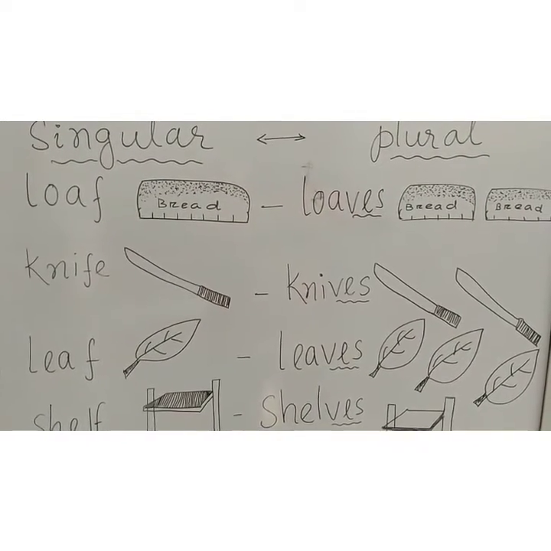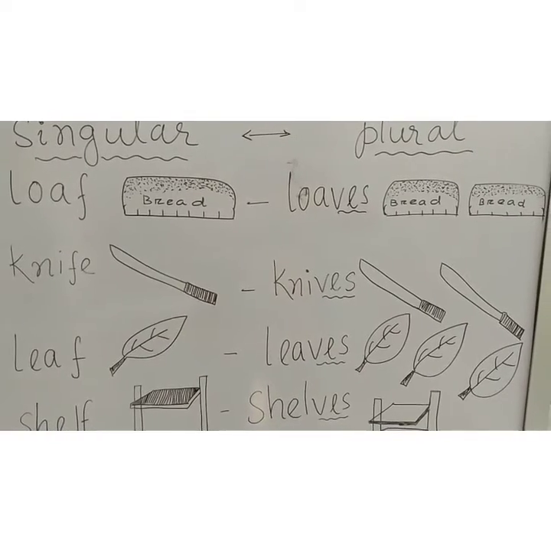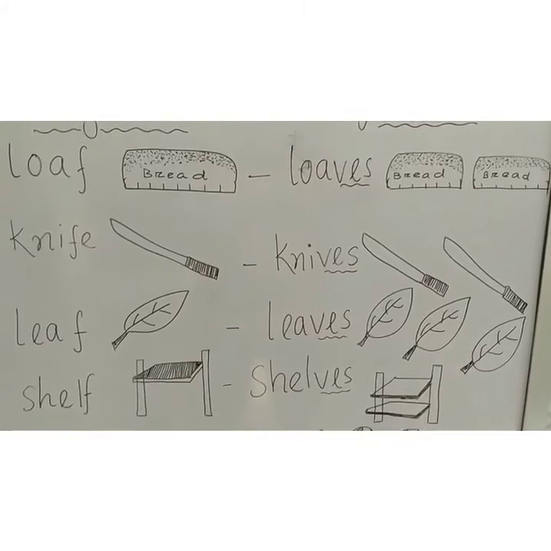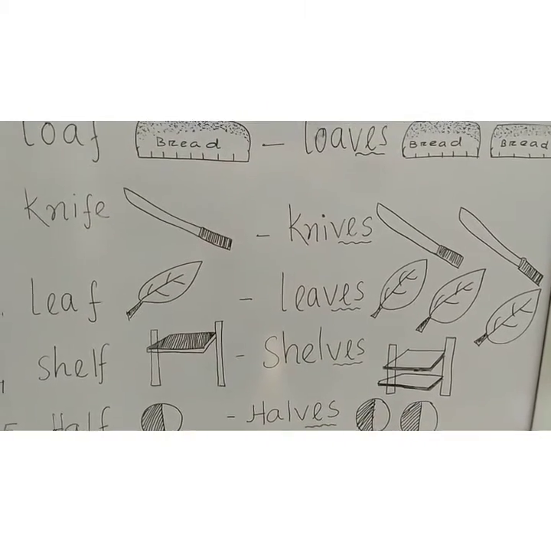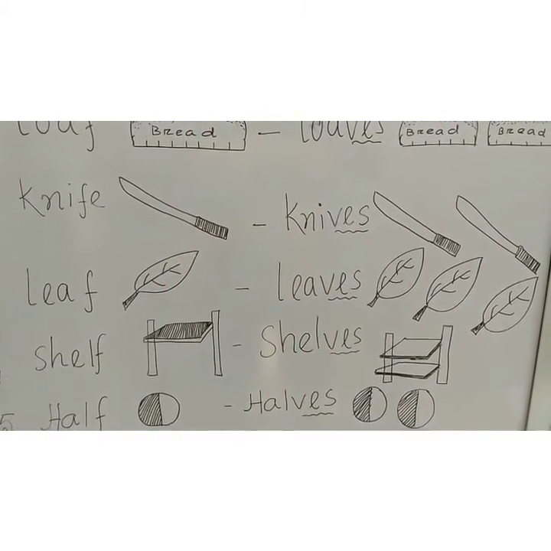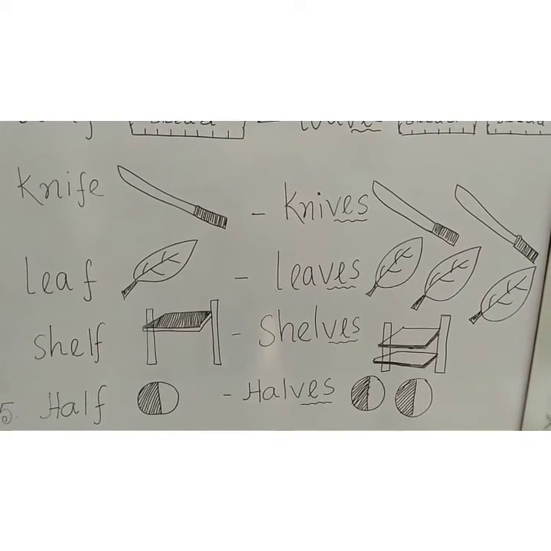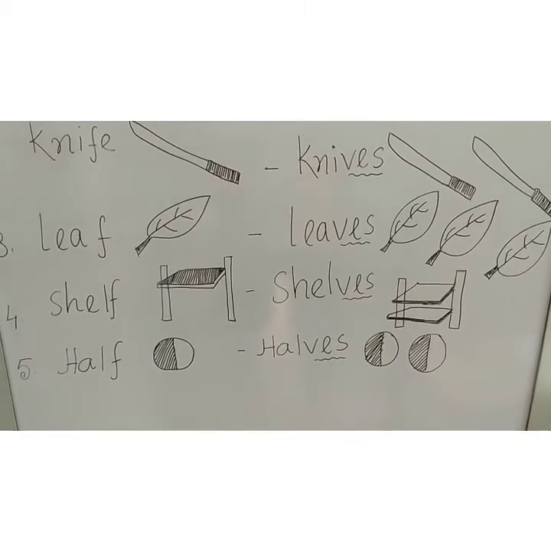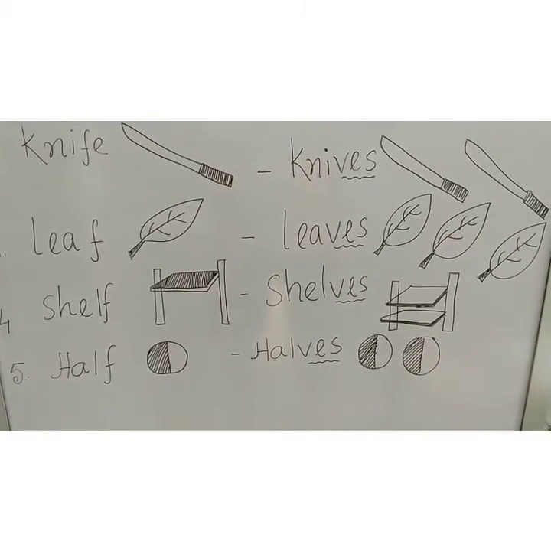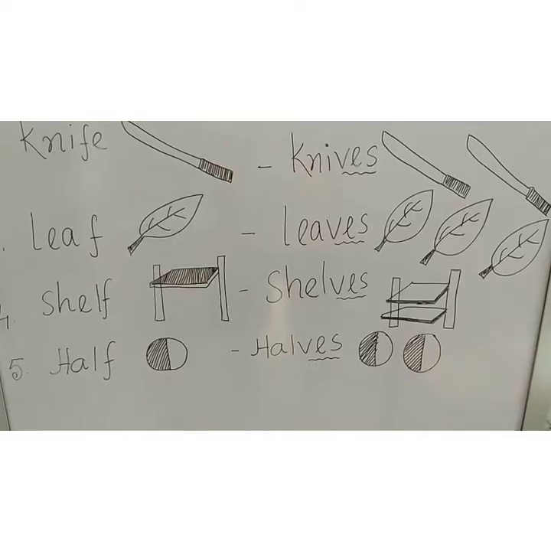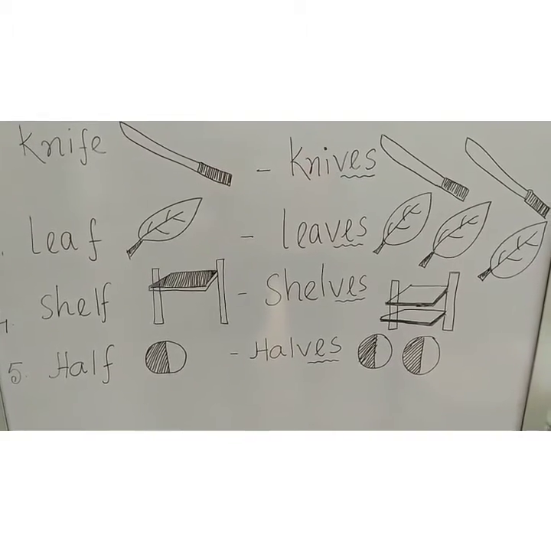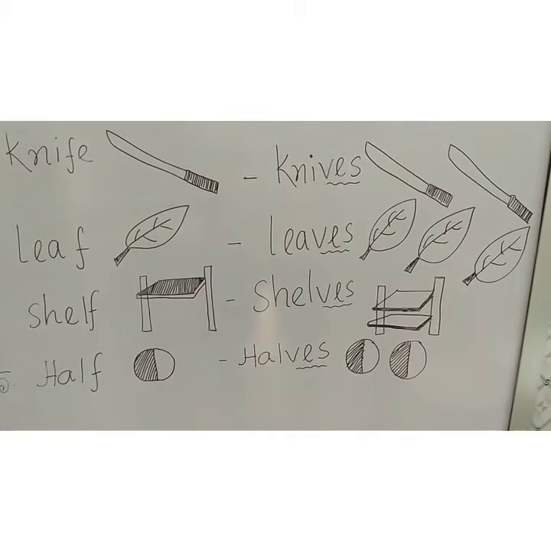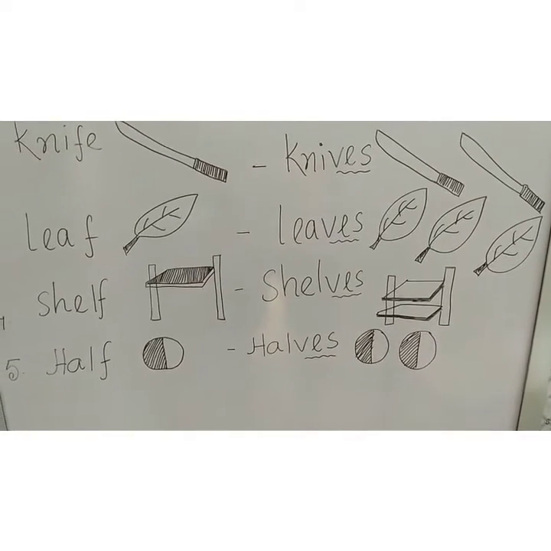Knife, if it is one knife. If it is more than one knife, 2, 3, 4, any number, knives. Then leaf, if it is one leaf. If it is plural, then leaves. Next, shelf, means bookshelf. If it is one shelf, it is singular. If it is more than one shelf, you write shelves.